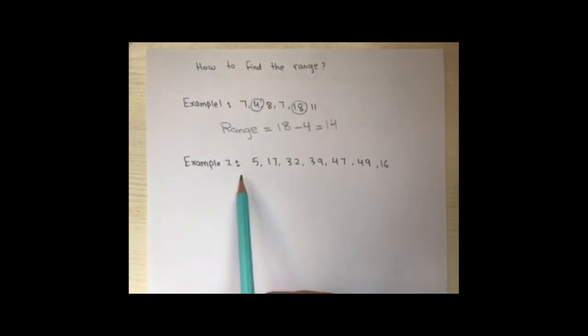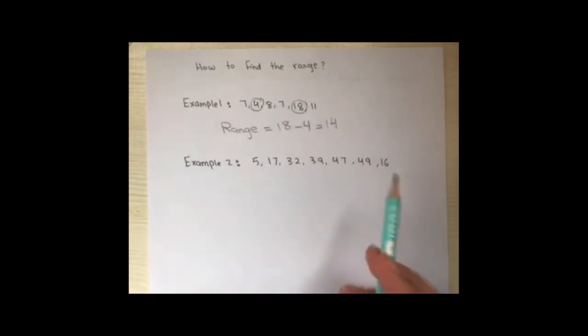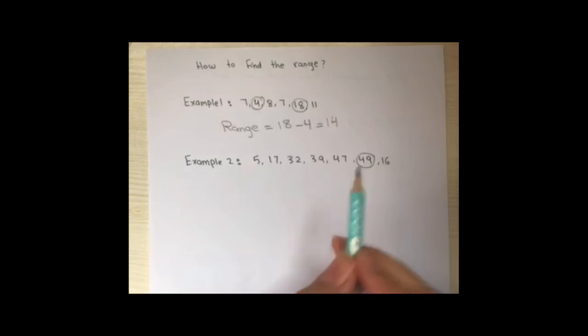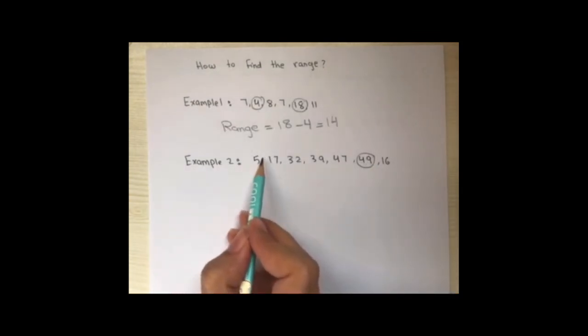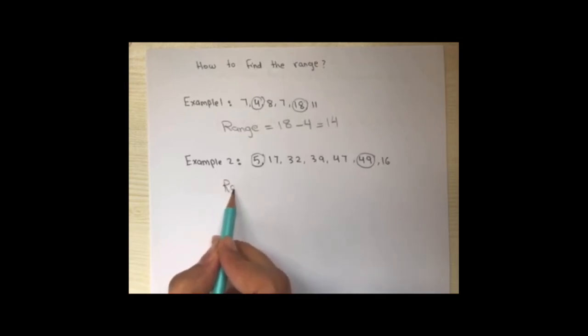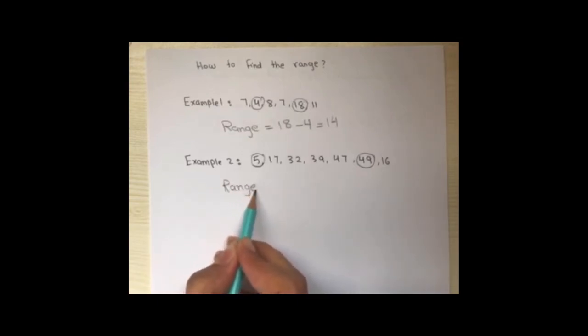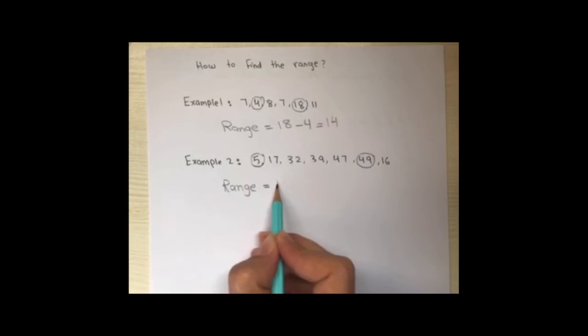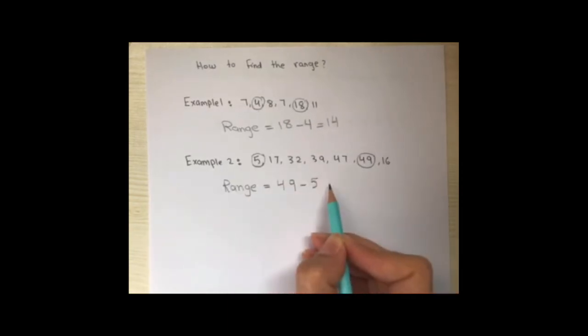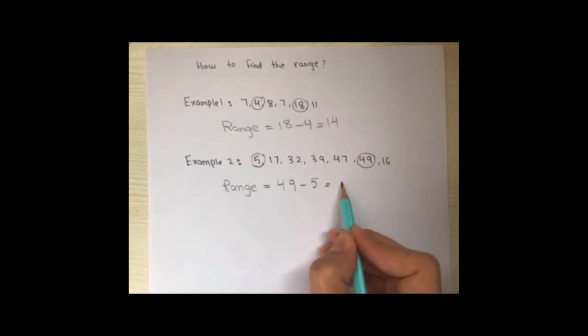Same in example 2. The greatest value we can see here is 49 and the lowest value is 5. So the range equals 49 minus 5 equals 44.